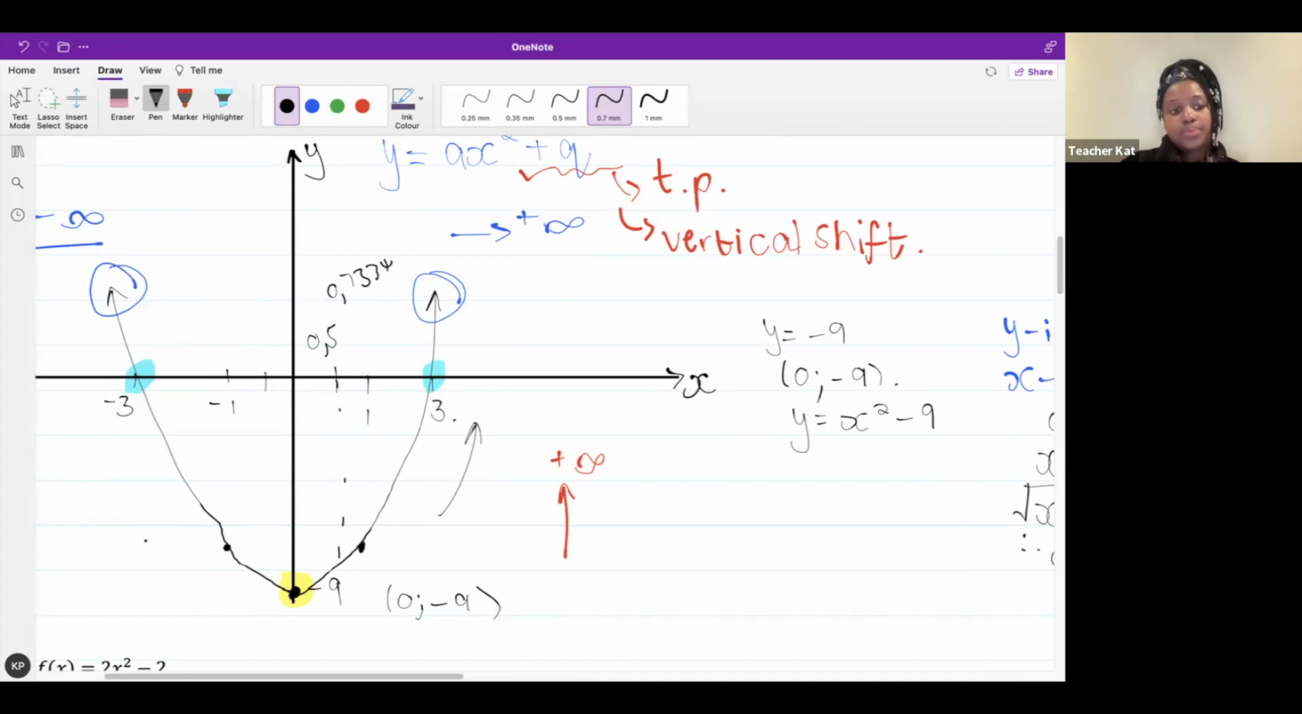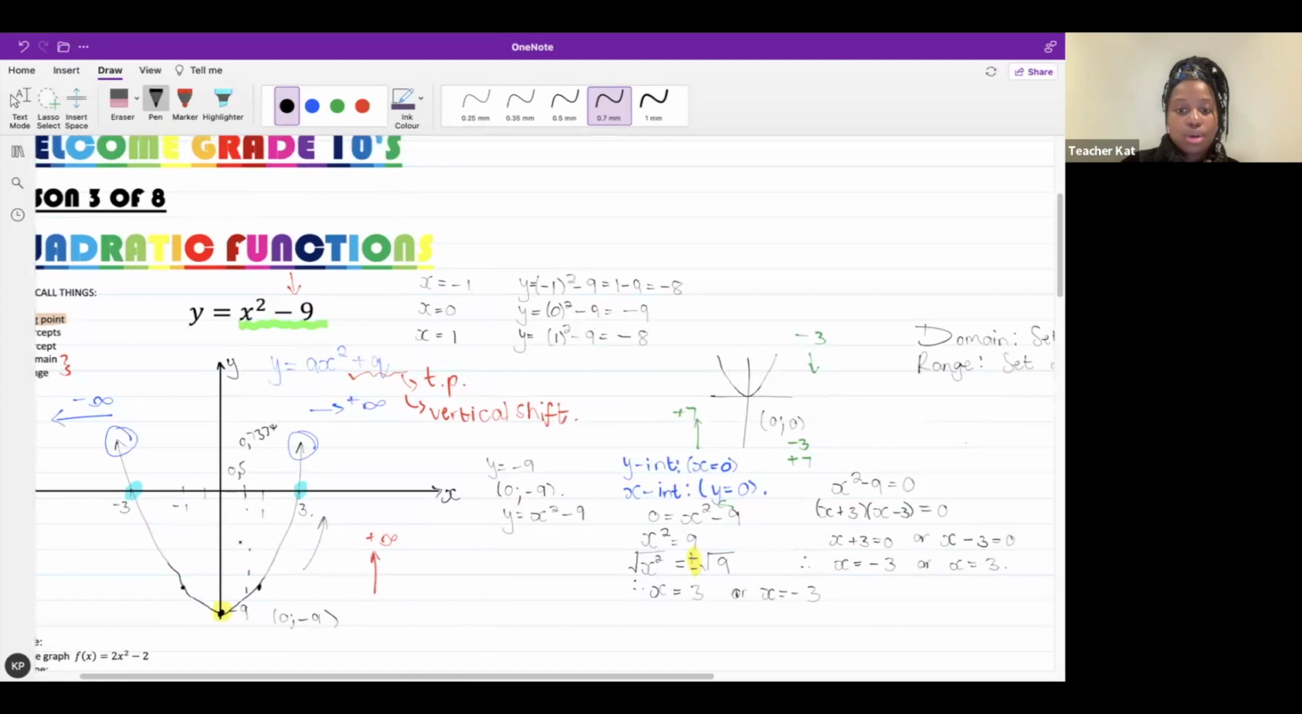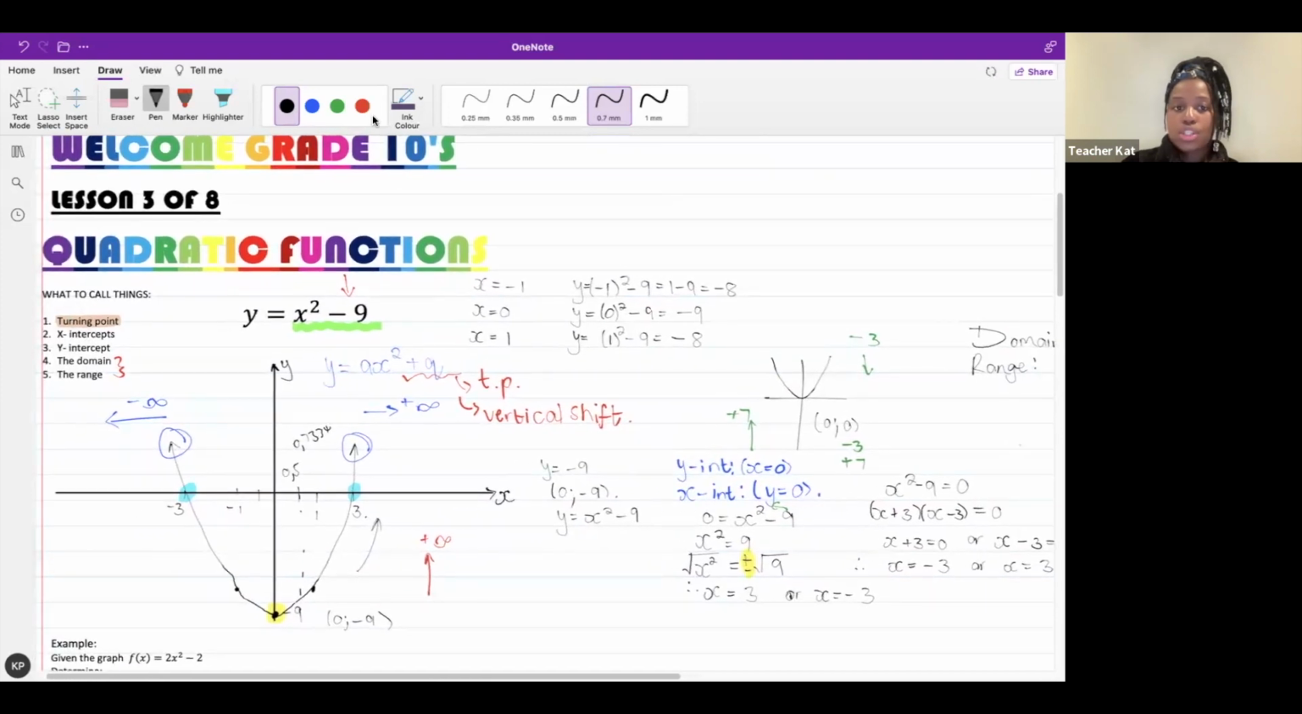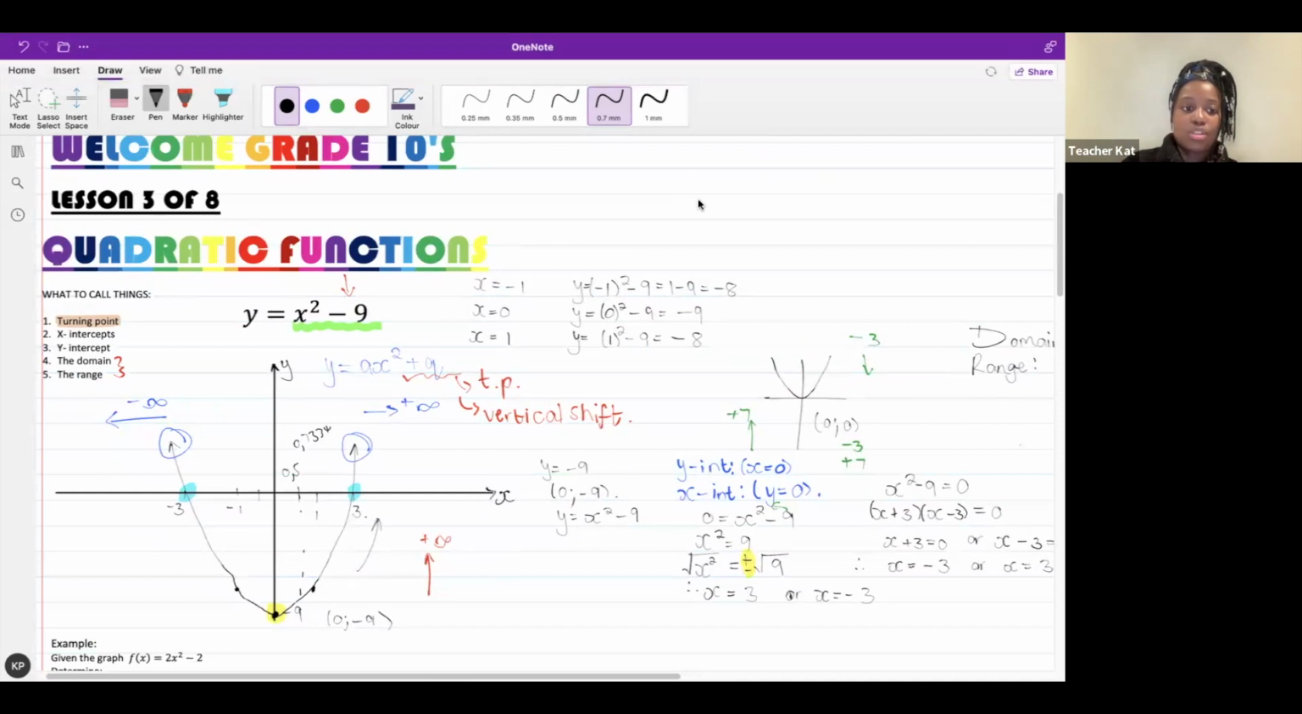Okay. This was a lot of information. Like a lot. So I zoomed out. If you want to take screenshots, can I have a thumbs up, thumbs down? Are we all good with everything we discussed today, which is a turning point, x, y, intercept, domain, range?